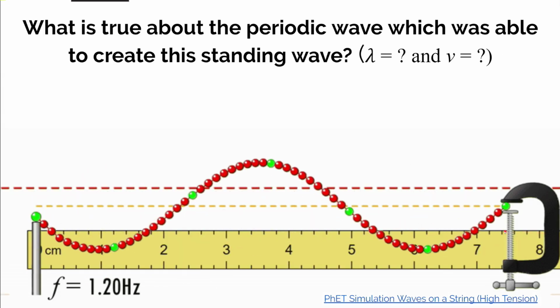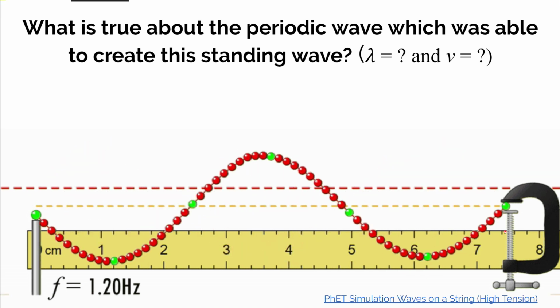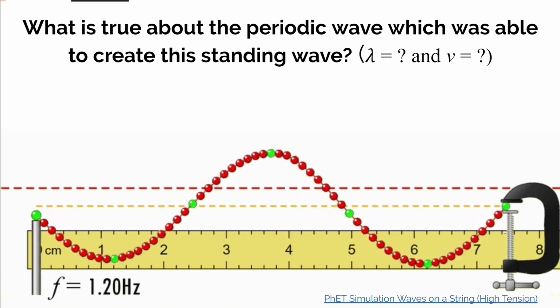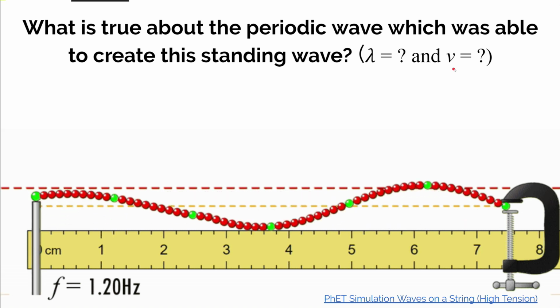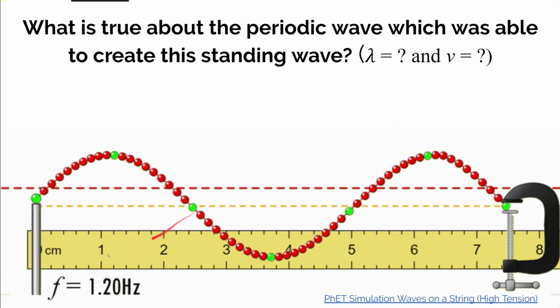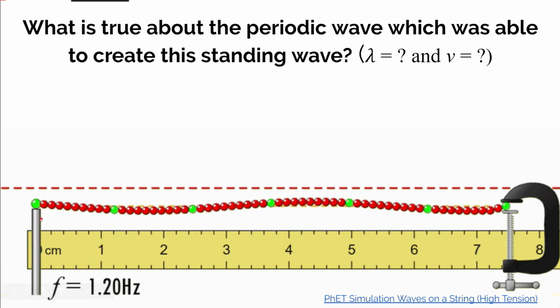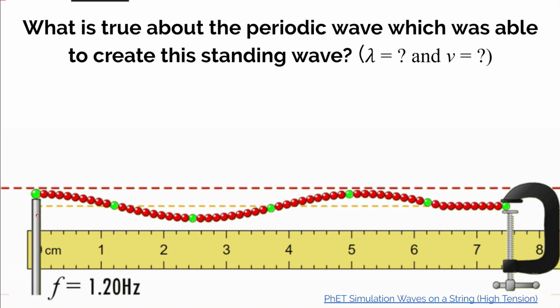And there are other types of standing waves that can be created, but those will be created by different frequencies. So let's take the case of the standing wave that we found in the previous slide and find out what's true about that periodic wave, which was actually able to create the standing wave. So let's see if we can figure out what the wavelength of that periodic wave is and how fast those pulses are moving through the string. Well, let's go to the very beginning of this animation, because I'm going to pause it and we can look at that paused right here.